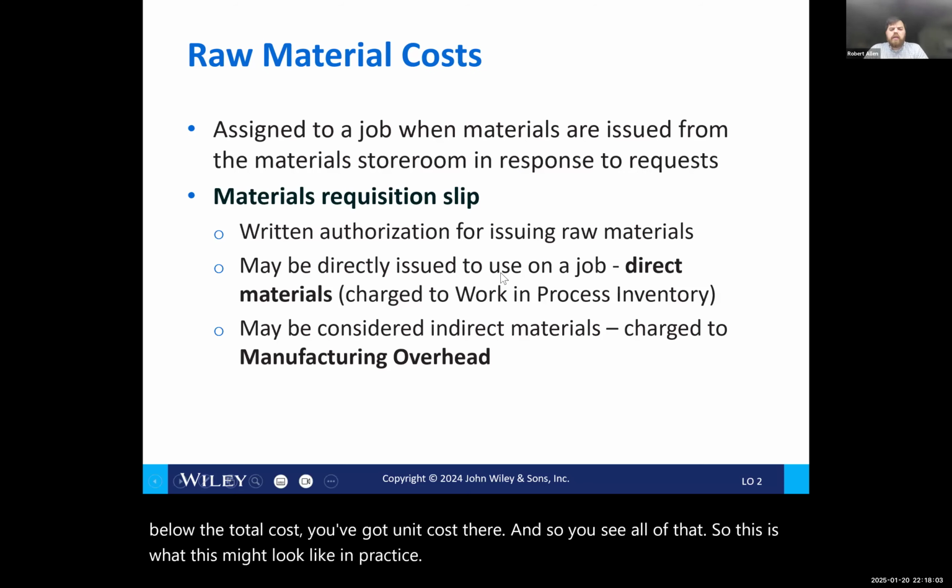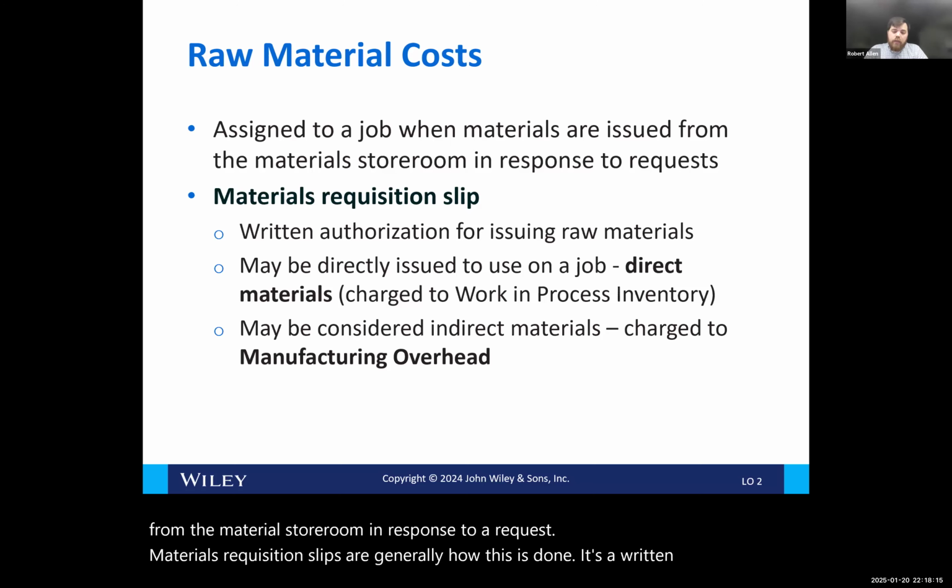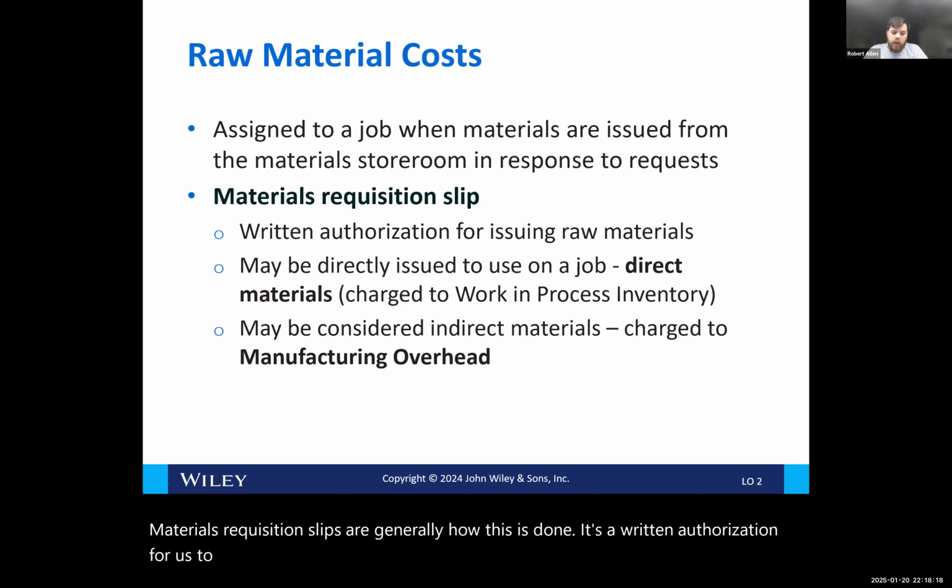Next, we'll say the raw materials costs are assigned when the materials are issued from the materials storeroom in response to a request. Materials requisition slips are generally how this is done. It's a written authorization to supply those raw materials to the job. So this is the setup here.